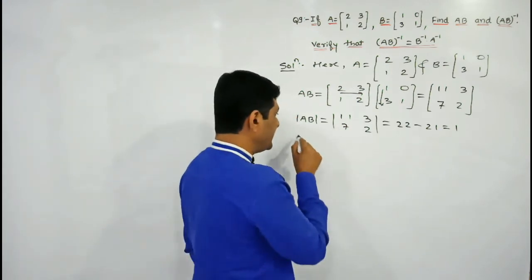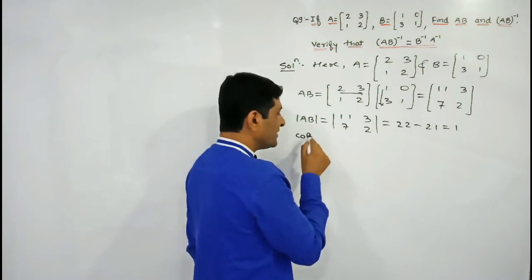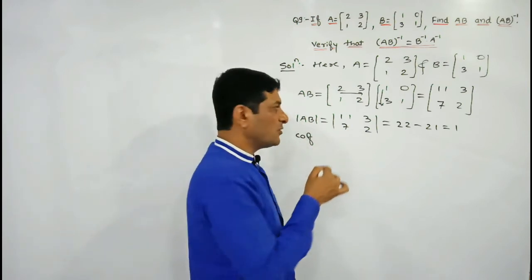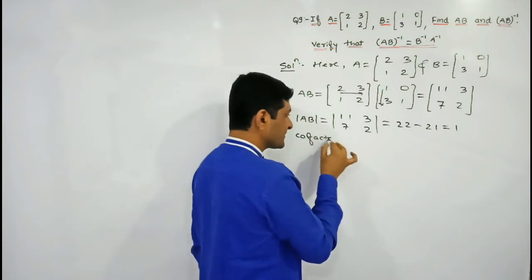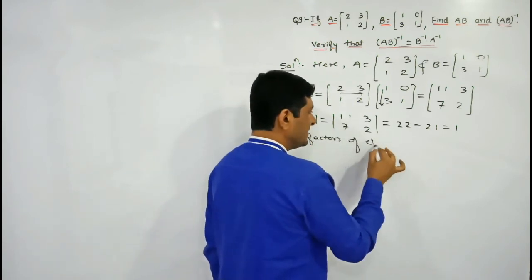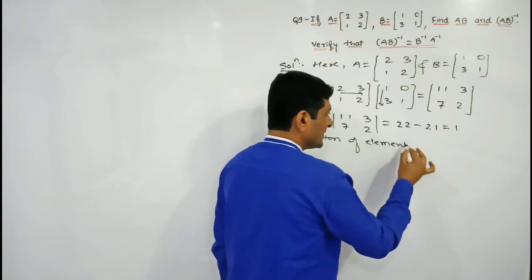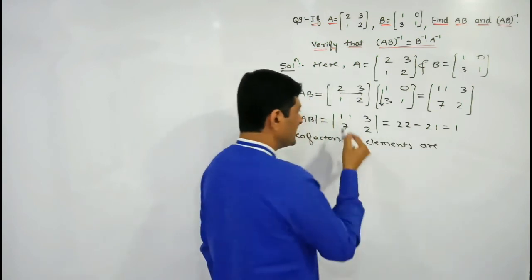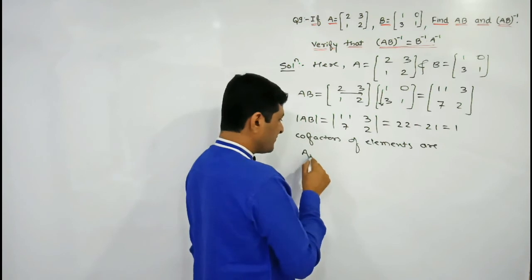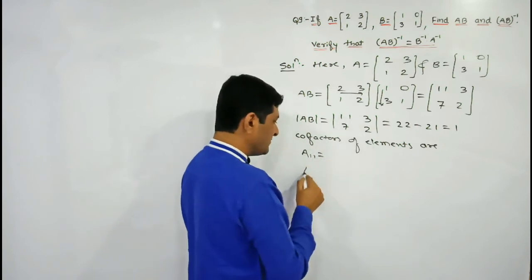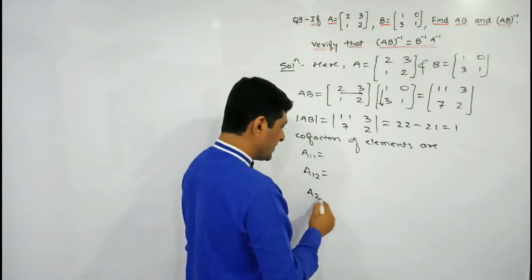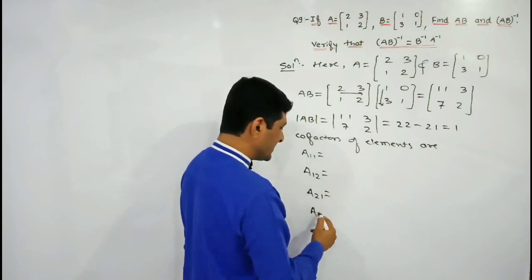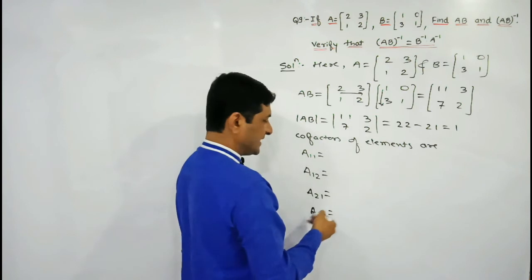So as we are finding the inverse by the adjoint method, we have to find the cofactors of all these four elements. So the cofactors of the elements are: the cofactor of the first element is denoted by A11, the second element by A12, the third element lies in the second row and first column, and the next element lies in the second row and second column.